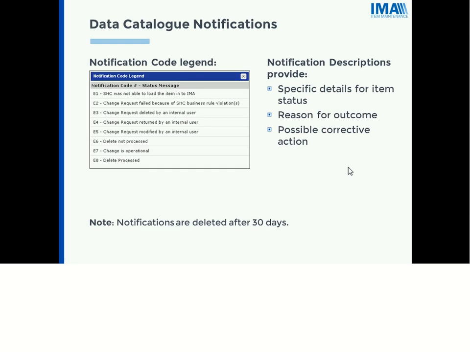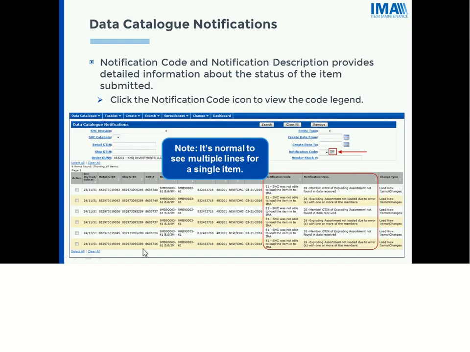Notification codes will be deleted after 30 days. If you'd like to clear this out before the 30 days, you can do that by selecting the box under the action column and then clicking remove. If you're syncing over quite a bit in a short time span, since there's multiple lines for every item, this list could get really, really long, especially if you're doing a lot of changes. So you can remove the notifications just by selecting the box and clicking remove.